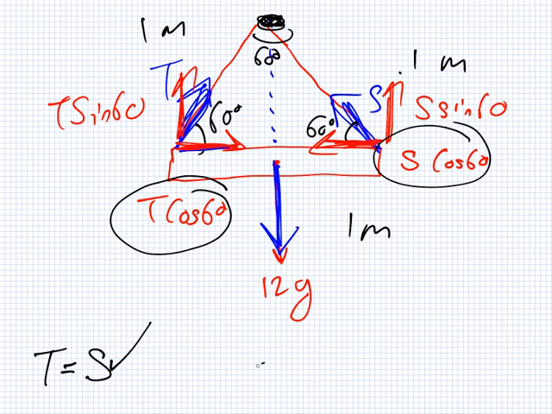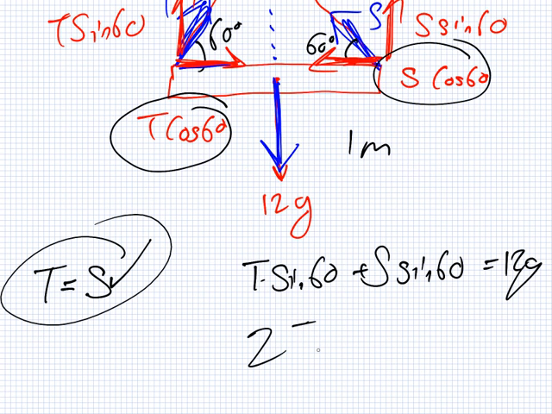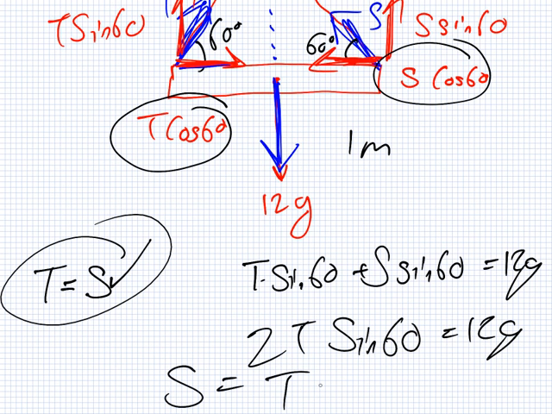Now, if you look what's up, you have T sine 60 plus S sine 60 must equal 12G. But remember, T must equal S. So you can say 2T sine 60 equals 12G. Divided by 2, divided by sine 60. So you get T and S, they both must equal 67.97. So we'll just say 68, will do. About 68 newtons.